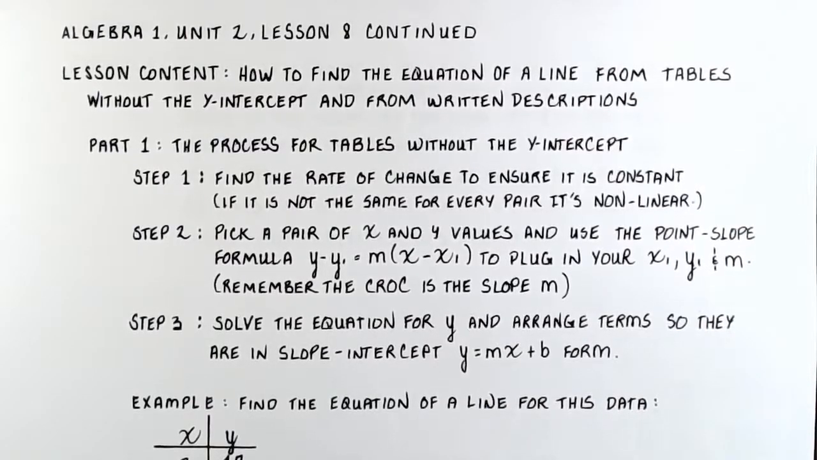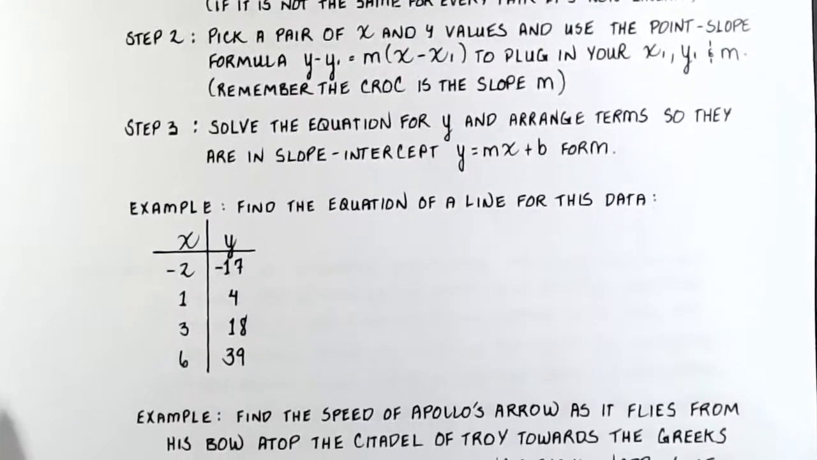Step 2, pick a pair of x and y values and use the point slope formula, y minus y1 equals m, open parentheses, x minus x1, to plug in your x1, y1, and m. Remember this, the constant rate of change is the slope. So when you find the rate of change, you're finding the slope for linear equations. Step 3, solve the equation for y and arrange terms so that they are in slope-intercept or y equals mx plus b form.